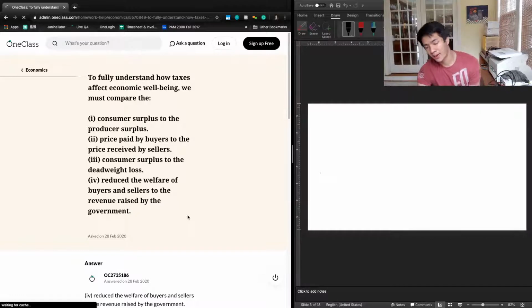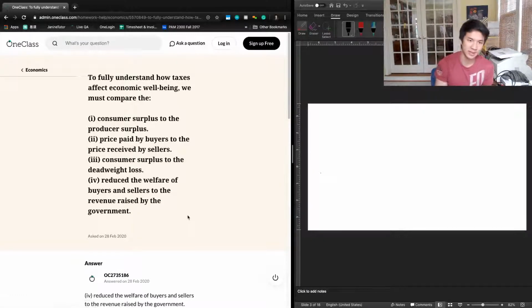Next, we have the following question. To fully understand how taxes affect economic well-being, we must compare: 1. Consumer surplus to producer surplus. 2. Price paid by buyers to price received by sellers. 3. Consumer surplus to the deadweight loss. And 4. Reduced welfare of buyers and sellers to the revenue raised by the government.